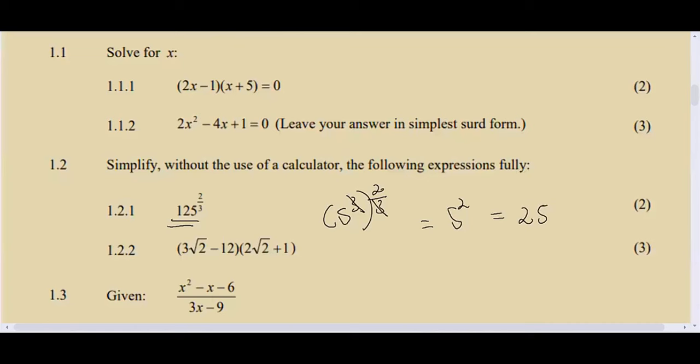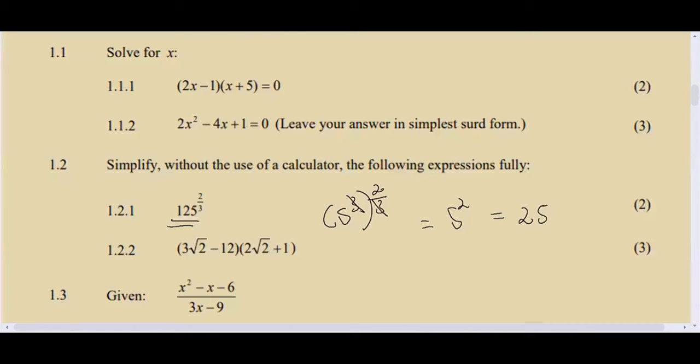1.2.2, we have surds, so (3√2 minus 12), and then multiply that with (2√2 plus 1). Then all that we have to do here is FOIL. So this multiplies with that, and then multiplies with that one, then like this and like that, right? So we have 3 root 2 multiplied by 2 root 2. This will give us 3 times 2, that's 6, but then root 2 times root 2, that's equal to 2 because the roots will cancel out. So that's 6 multiplied by 2, it should give us 12, right?